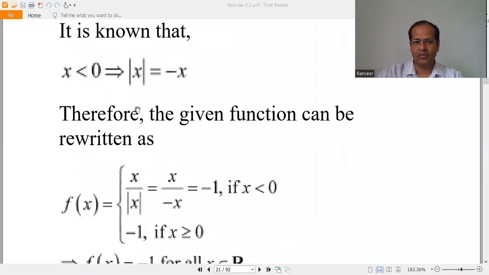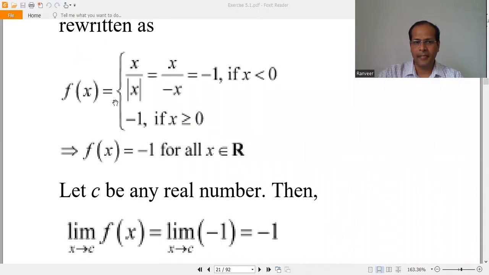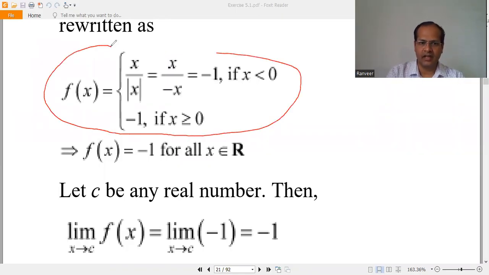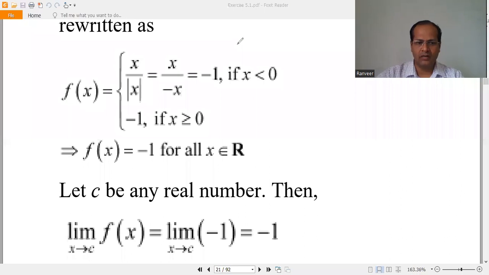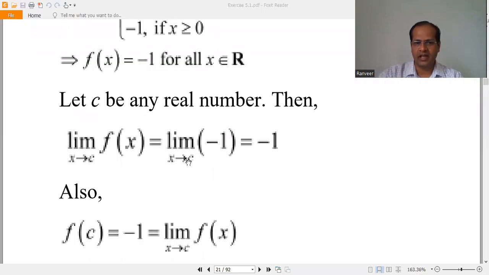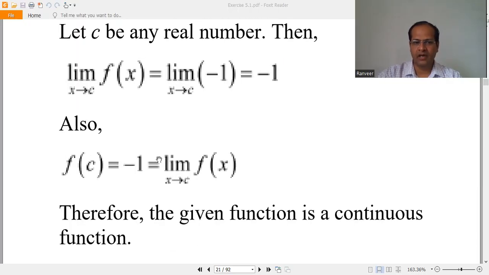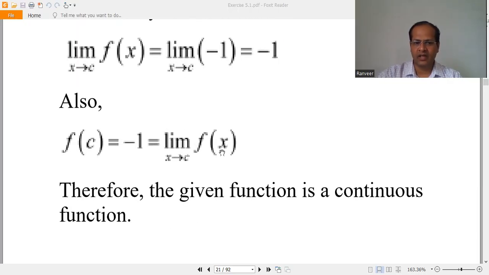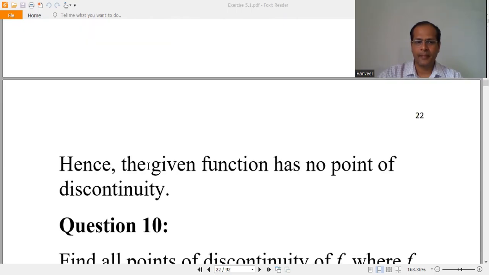So first of all, we have to define all the values here. f(x) equal to -1 for x less than 0, and for x greater than or equal to 0, that is -1. So this is the first function we have to define here. f(x) equal to -1 for all x belonging to R. Now limit x tending to c of -1, that is -1, at a given real number. So f of c equals -1. So the function is continuous.